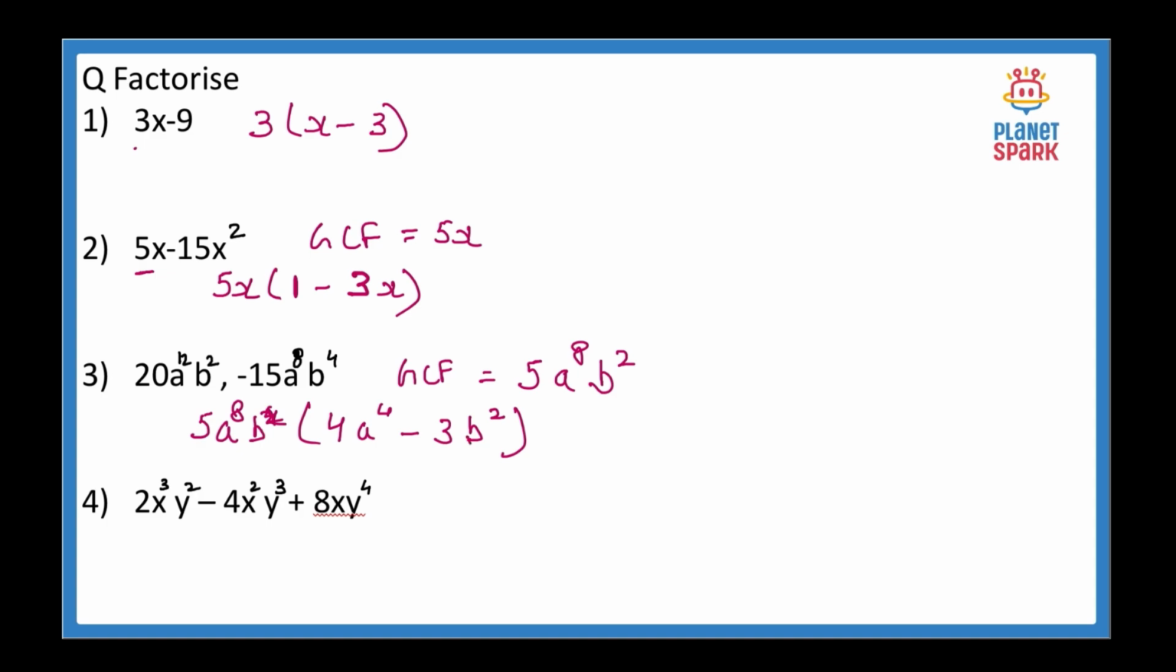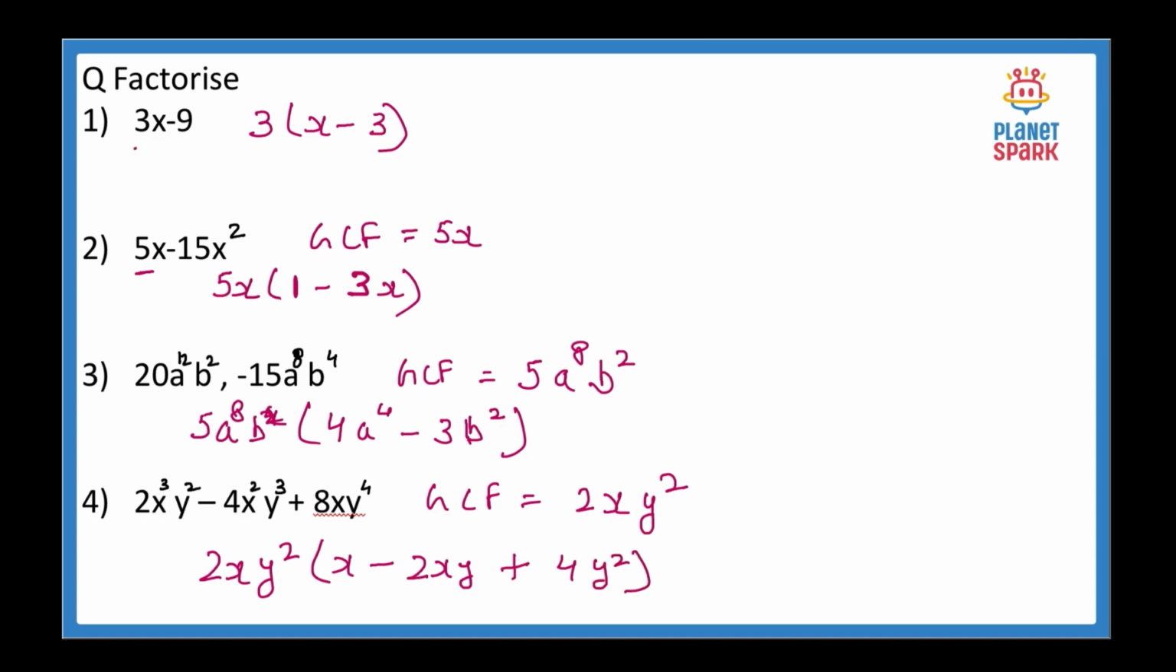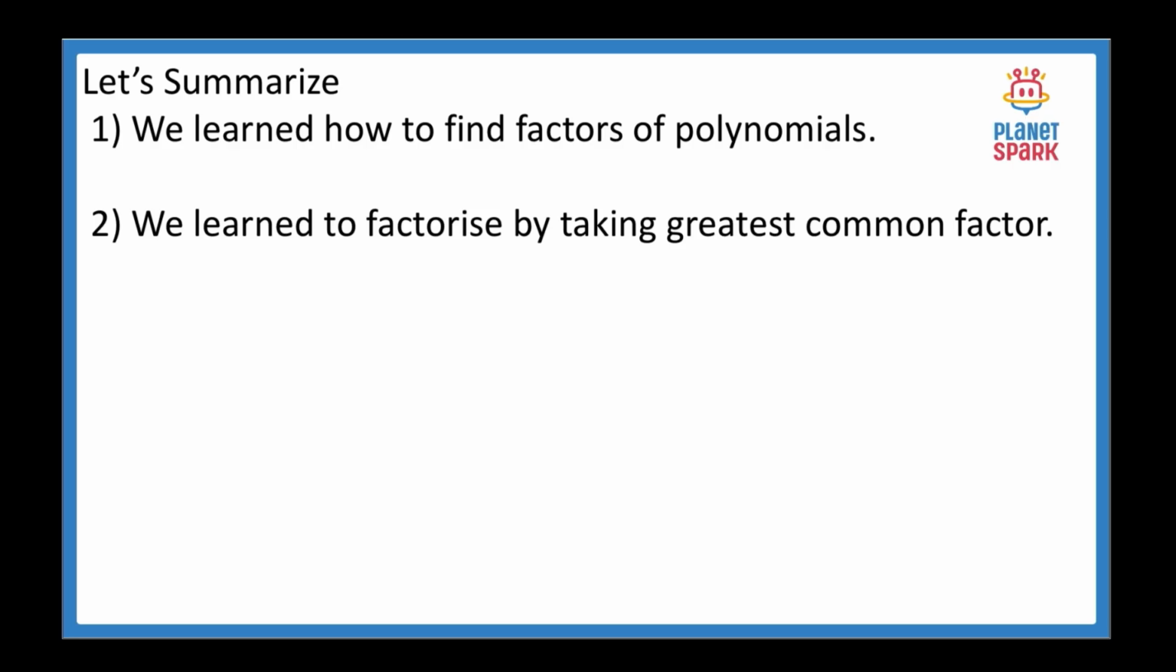Next part, 2x cube y square minus 4x square y cube plus 8x y power 4. Now the greatest common factor of 2, 4 and 8 is going to be 2. Out of x cube, x square and x, the smallest degree is x, and similarly the smallest degree of y we have is y square. So GCF is 2xy square. Taking it out as common from the first term, we would be left with only x. Rest all the numbers have been taken out common. From the second term, I would be left with minus 2xy, and from the third term we would be left with 4y square. So in today's video, we have learned how to factorize polynomials by taking out the greatest common factor.